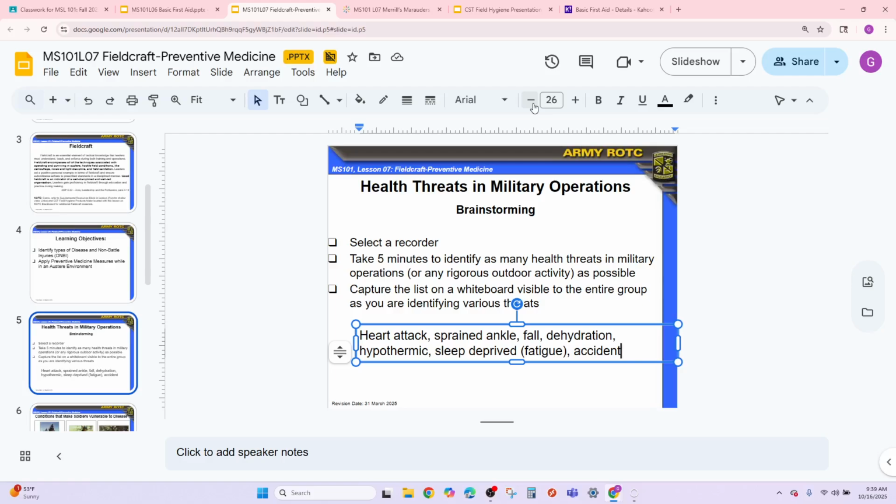Would you guys consider poison ivy or poison oak a health threat? No, you're allergic to it. Snake bite. I mean, that's a thing. These are health threats. Yes. The big thing is life, limb, or eyesight, right? That's a big thing. What else you got?